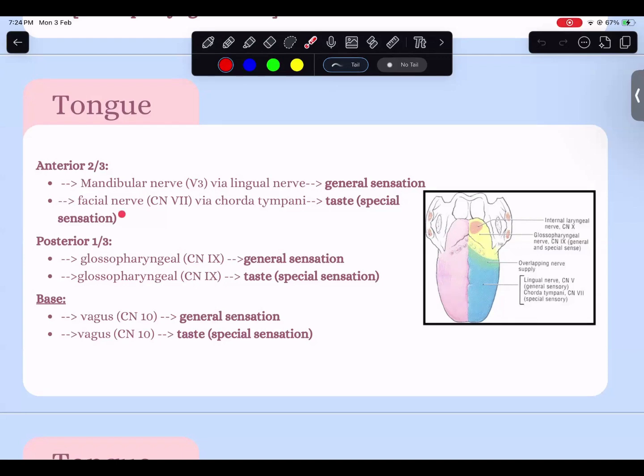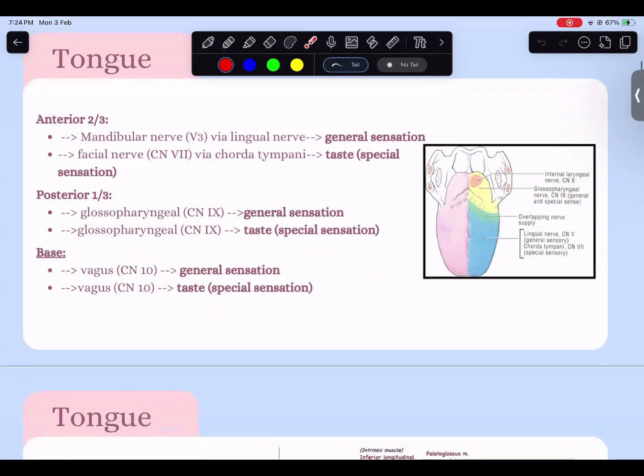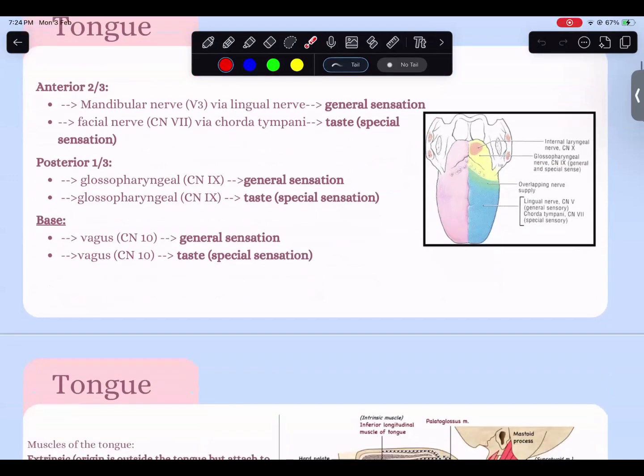Okay, so facial nerve is for the special sensations for the anterior two-thirds of the tongue. Posterior one-third of the tongue is supplied by the glossopharyngeal for general as well as special sensations. Base of the tongue is supplied by vagus, both general and special sensations. Okay, so the only difference is the anterior two-thirds of the tongue.